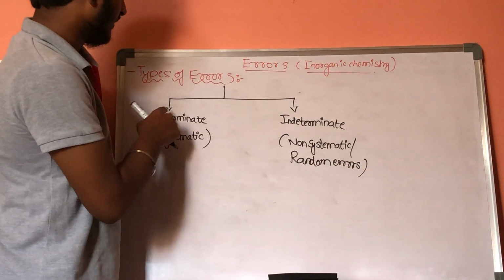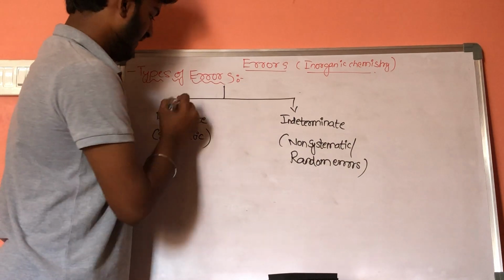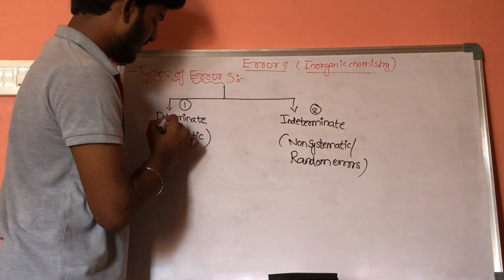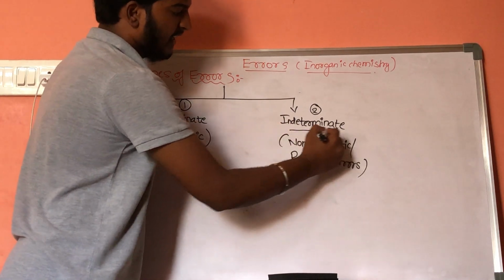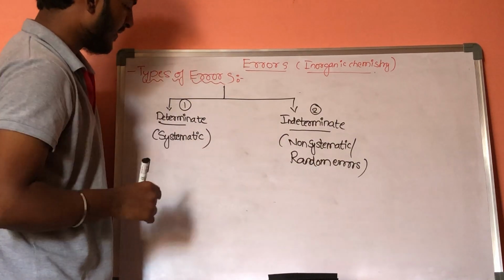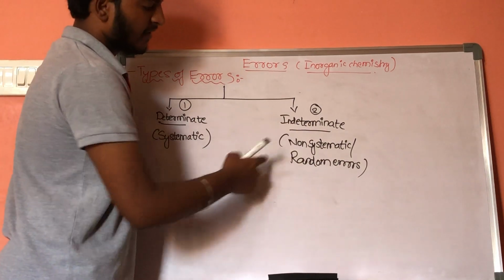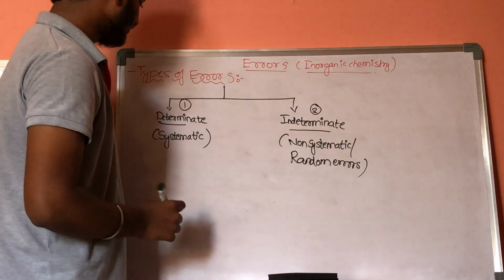Once again, errors are classified into two types. This is the first type and this is the second type. First one is determinate error, while the second one is indeterminate error. These determinate errors are also called systematic errors, and indeterminate errors are also called non-systematic errors.